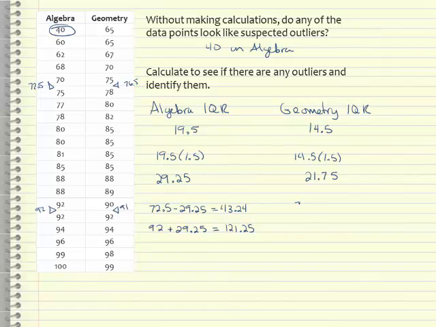For geometry, I'll take the 76.5 and I subtract 21.75. And I'll get 54.75, so I have no outliers there. And then if I take the 91 and I add 21.75, I'll get 112.75. So I have no outliers in geometry. And I have 1, which is the 40 in algebra.